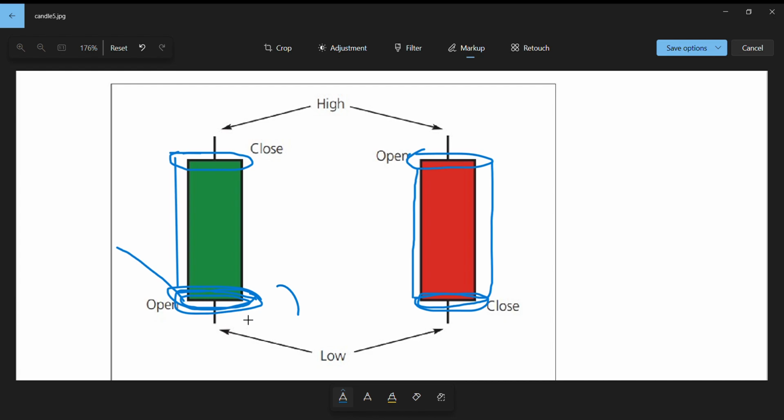So the buyers come in here and open the market. At this level, they close the market and the red candle begins to form. The red candle opens here. That is where the sellers come into the market from the top, open the market and pull it down, and close the market here, expecting the buyers to come in and take over again.